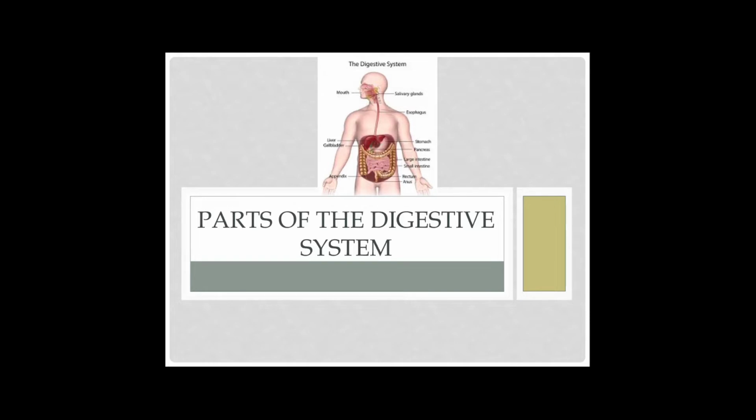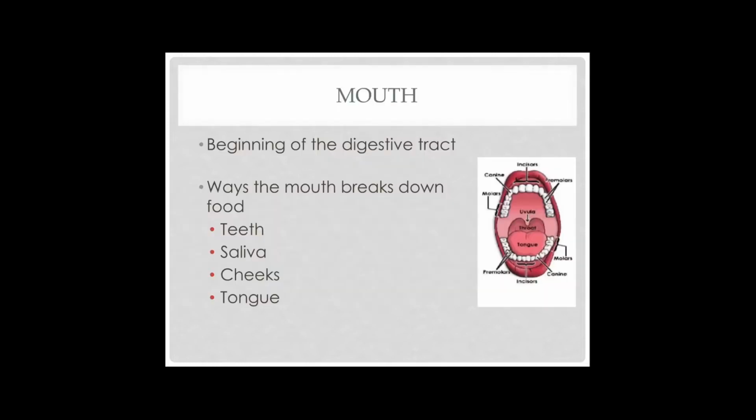So our next system is the digestive system. Today we're going to go over the parts and the functions of them. The first part is going to be the mouth. This is where digestion is actually going to start.